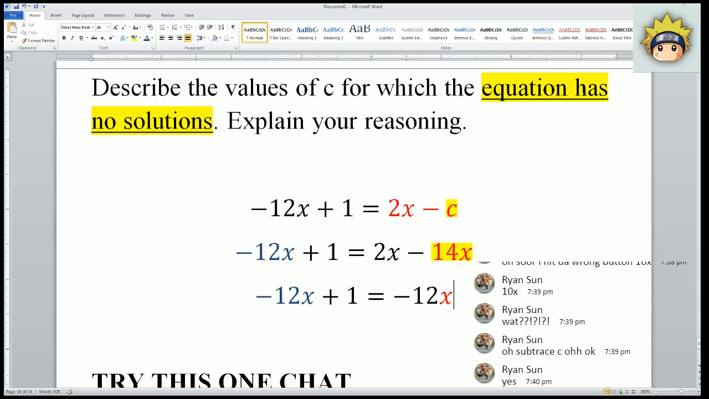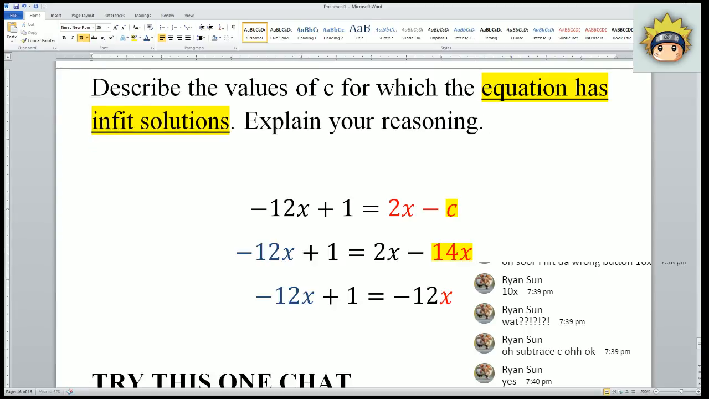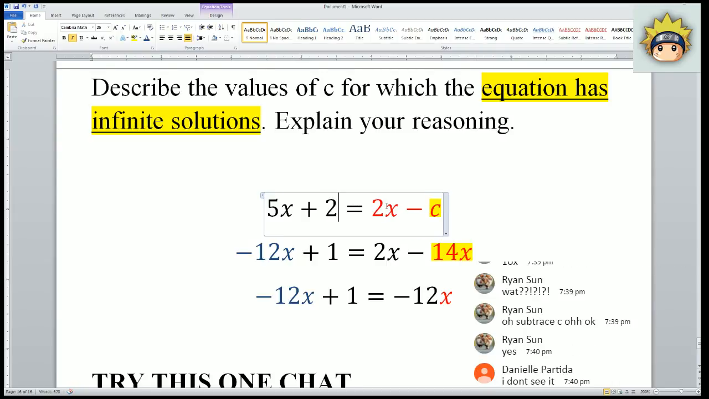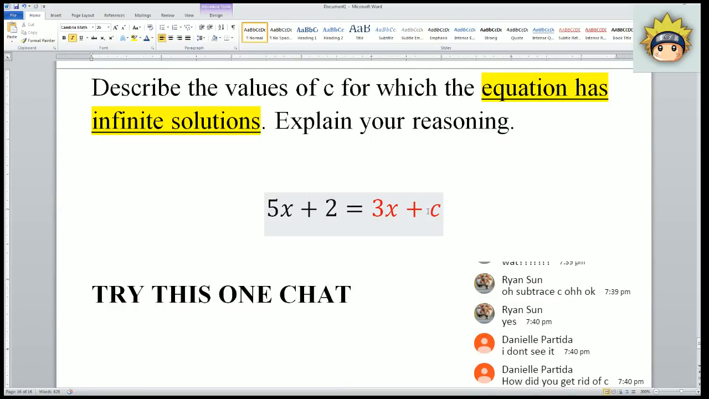What about this one? For it to have infinite solution, I make this a 5x and this is a 2. This is a 3x plus, let's make this C. Okay, there you go. Try this one.